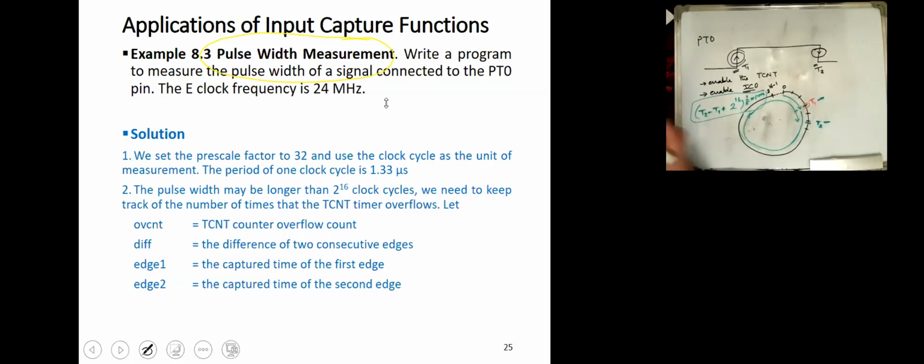So that is the first scenario. Or let's take another scenario. What if T2 is here, but it happened after the timer overflowed 3 times? Then this will be what? 2 to the power 16 times 3. Right? So we need to keep track of how many times the timer overflowed.